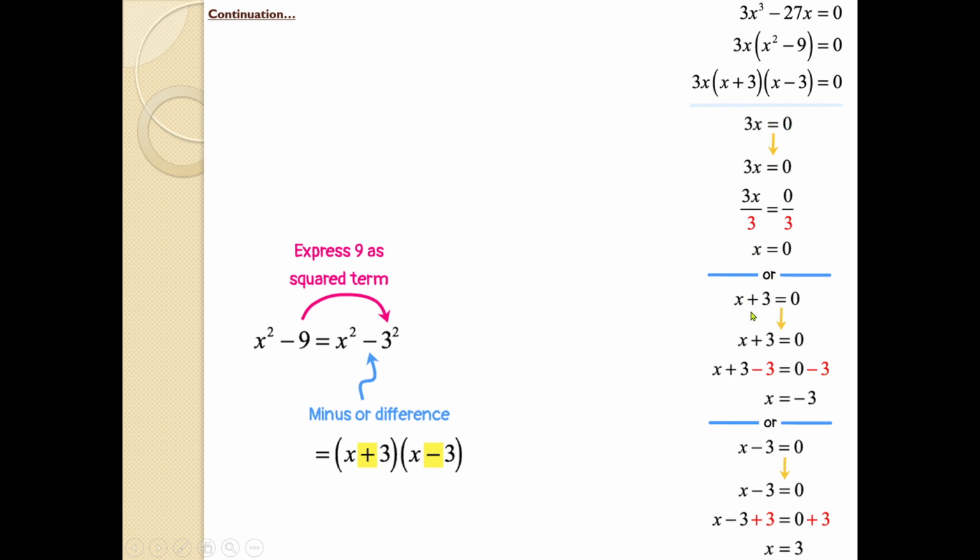Next one, x plus 3 equal to 0. So x equal to 0 minus 3, you will get x equal to minus 3. Finally, x minus 3 equal to 0, that is x equal to 0 plus 3, you will get x equal to 3. See, this is the simple method for solving a quadratic equation using factorization.